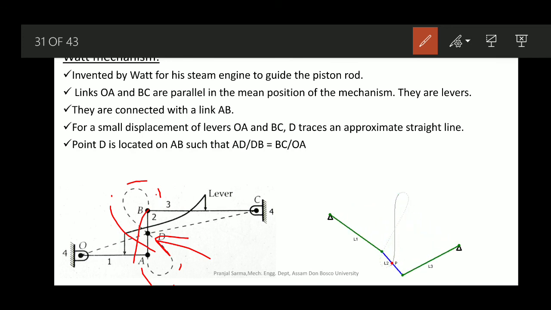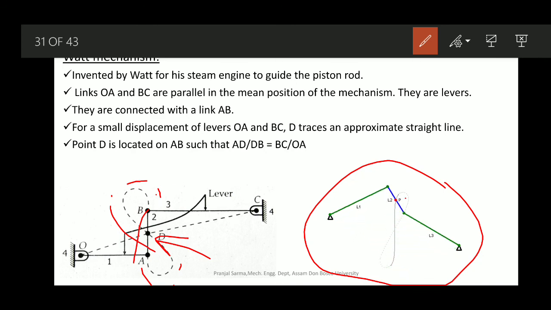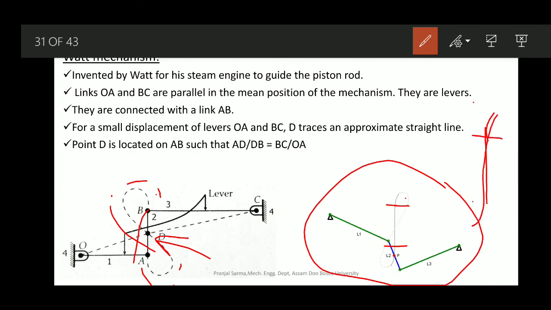This Watt mechanism falls under approximate straight line motion mechanisms, because you can see from this animation that towards the end it deviates slightly from the straight line motion. From here to here it is almost a straight line, and with this we can get the required straight line motion. As it is not exactly a straight line, this kind of mechanism is known as an approximate straight line motion mechanism.